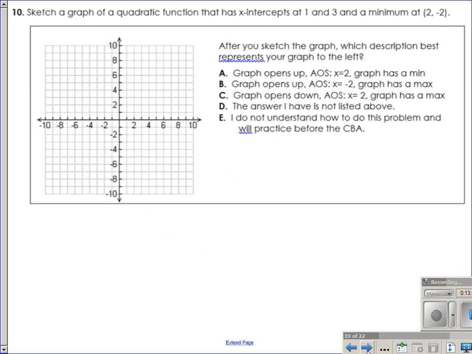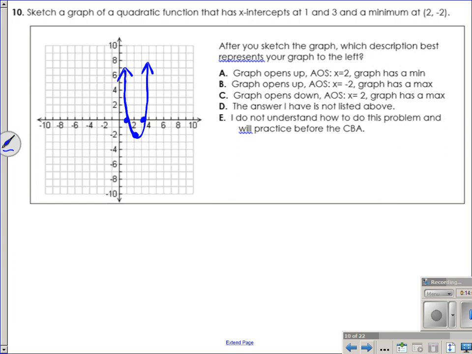Number 10 is a constructed response question. You have to show your work for this one. It's very simple. So sketch a graph that has x-intercepts at 1 and 3. So that means on the x-axis, you're going to put a point at +1 and +3. And it says you have a minimum at the point (2, -2). Well, a minimum means it's the lowest point on this graph, so your parabola should open up.